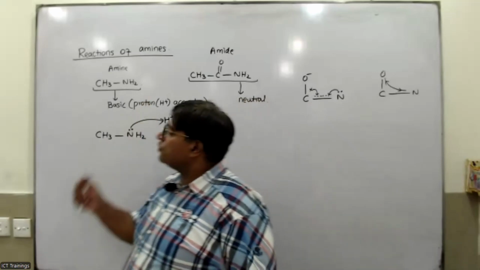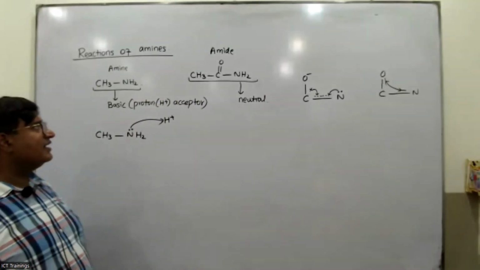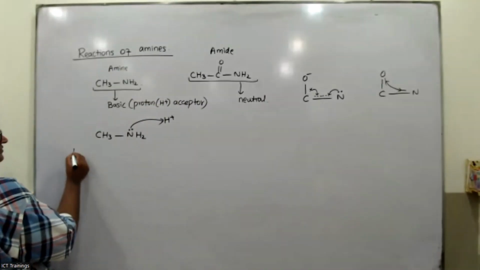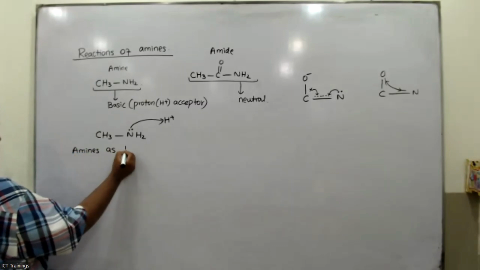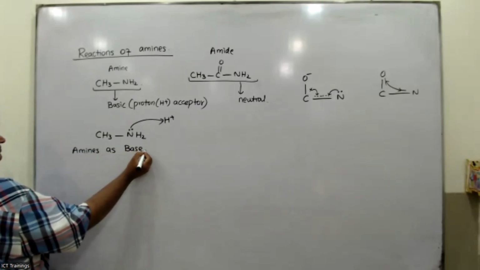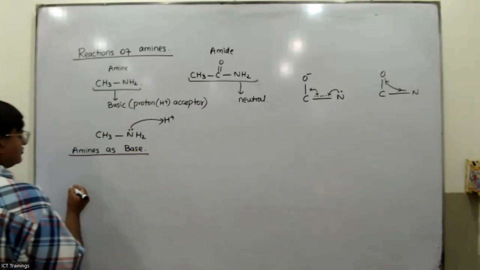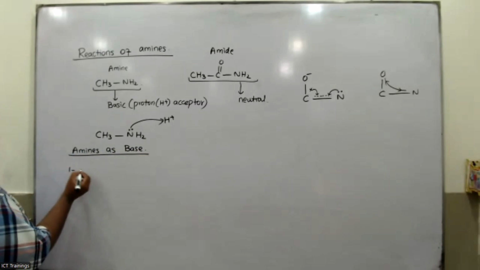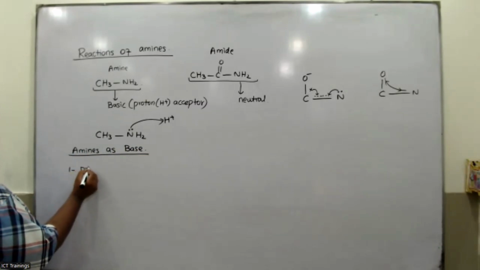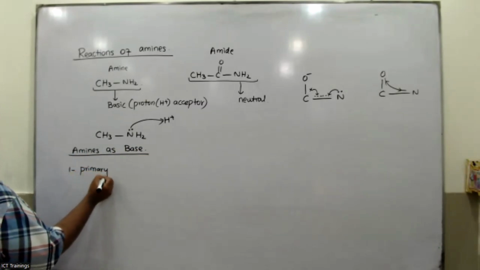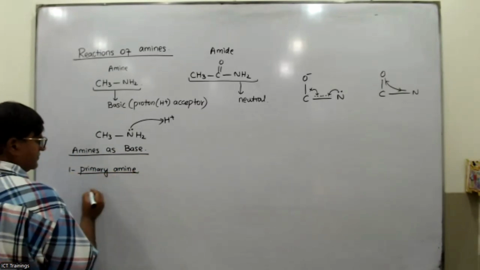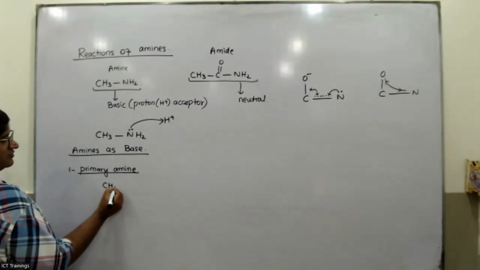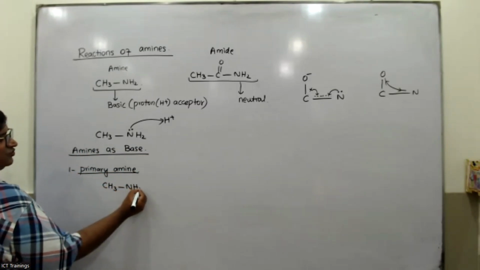ठीक है जी। तो हम लोग पहले इससे रिएक्शन कर रहे हैं, amines as base. So amines as base. So I'm going to take the example of the three different amines. सबसे पहले मैं primary amine दे रहा हूँ. In the primary amine, what you have got CH3 and NH2.